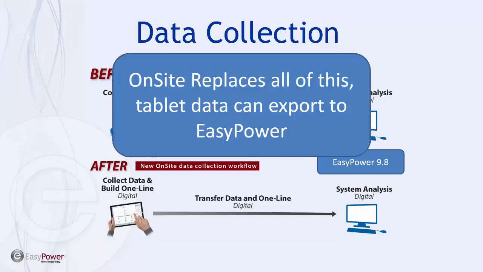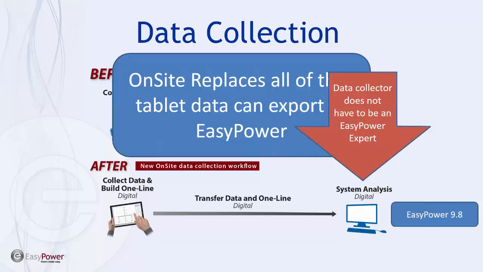OnSite replaces all of this effort, and as we enter the data into a tablet, it can be exported from the tablet into EasyPower directly with all of the data intact. The significance is the data collector does not have to be an EasyPower expert because they're two different worlds. The tablet world utilizes and leverages the capabilities of a mobile platform, and at the point that the file is exported, then the EasyPower authorities can take over from there.